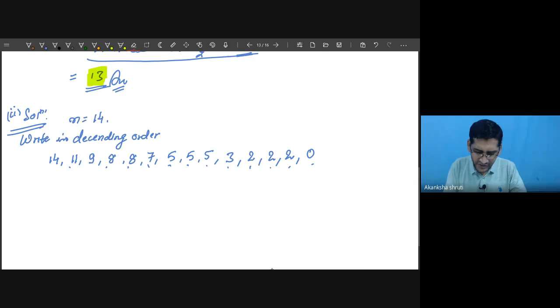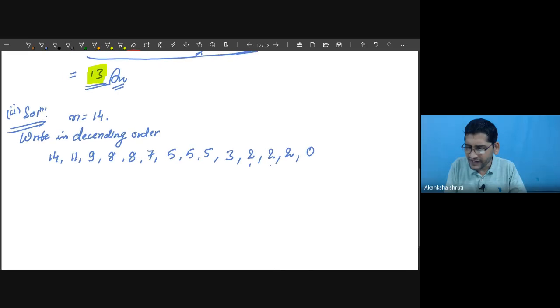Okay, student, you are free to write in ascending or descending order. It is up to you. The result will not change. You are also free to count the position from the left end or right end. The result will not change. Ready?